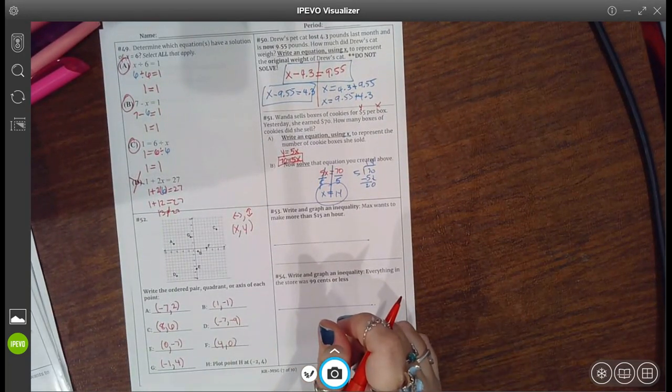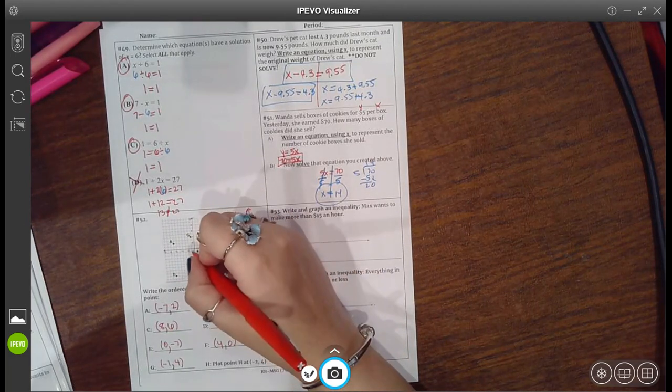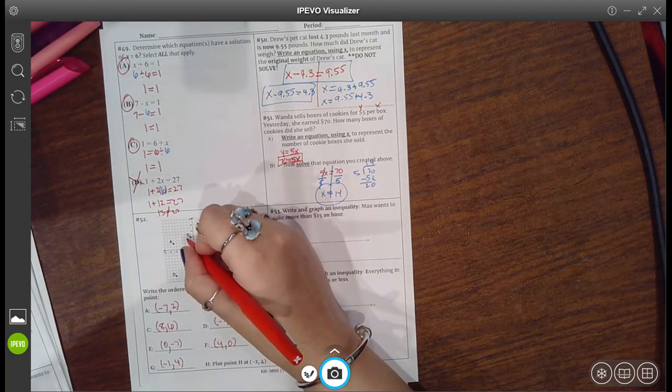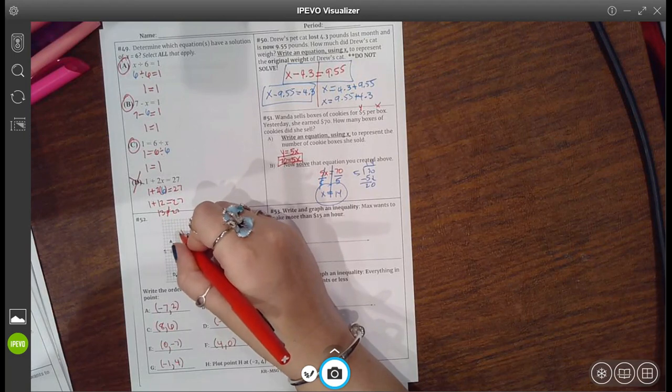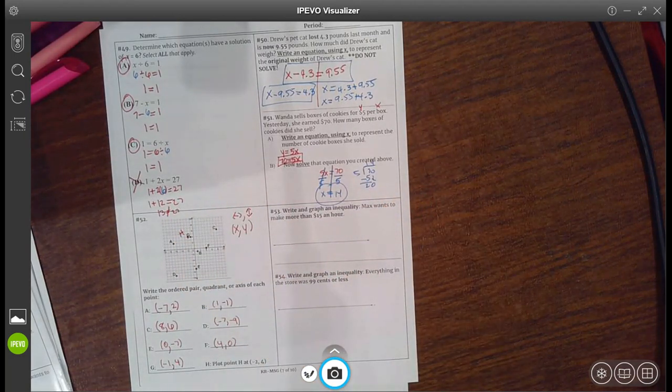Okay, the last one says plot H at -2, 4. So left 2, up 4. And there's an H. Okay, and then it also wanted me to identify the quadrant or axis.